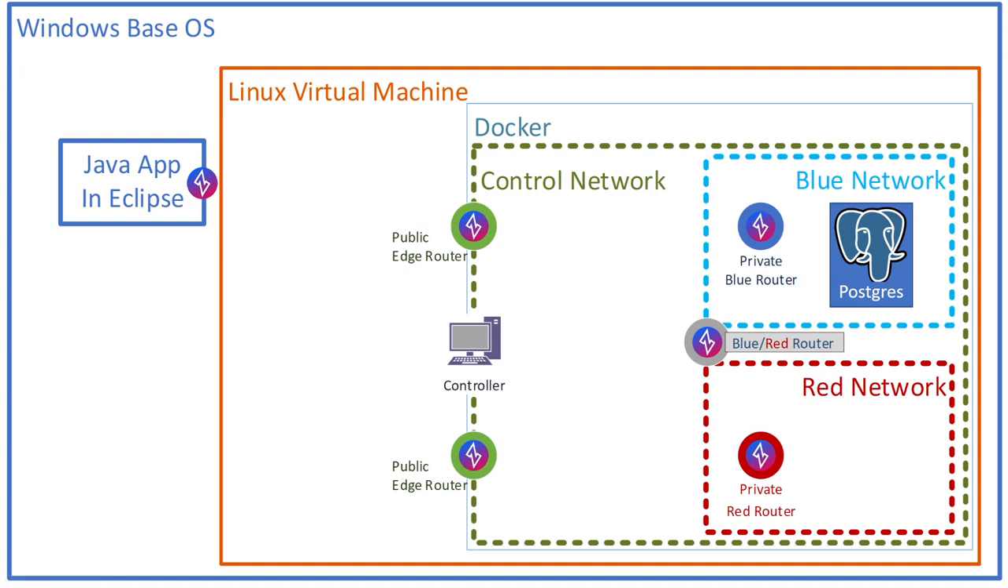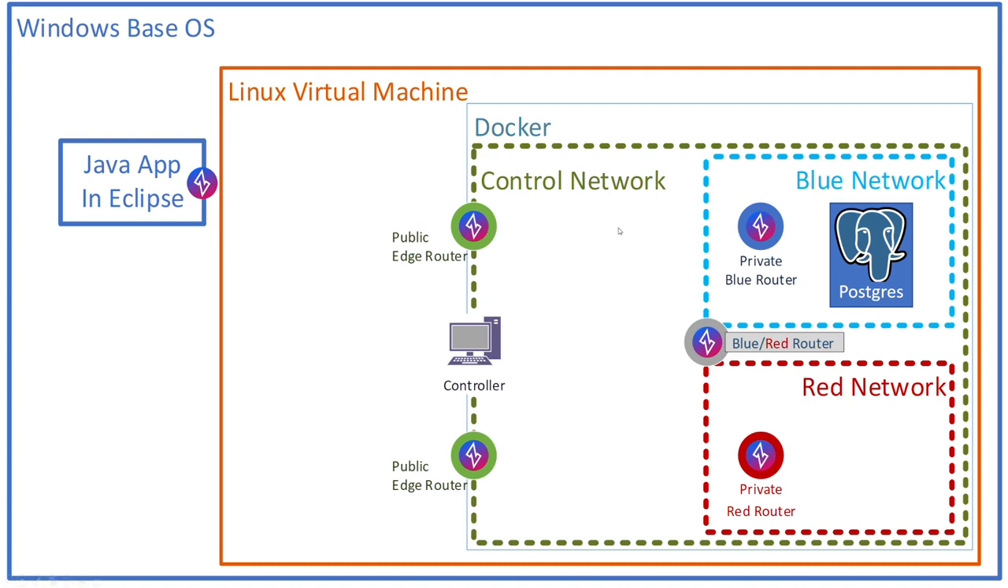You can see I have a Windows-based operating system. That Windows operating system will have Eclipse pre-installed, which is where I'll have my Java application. That Java application will reach into a Linux virtual machine container in order to contact these public edge routers. And then these public edge routers will then communicate back through the private blue router into the Postgres database. And that's the logical flow of how the data will actually traverse the network.